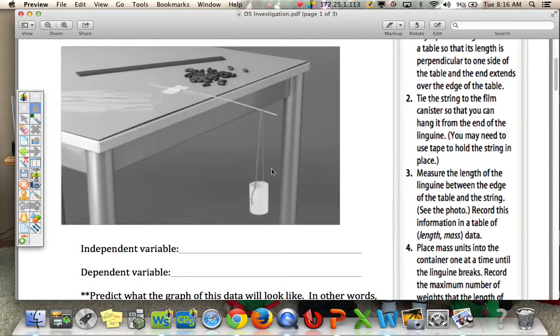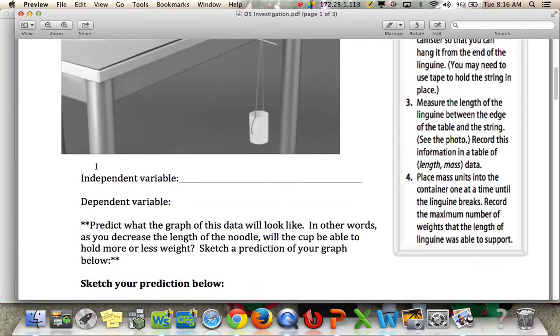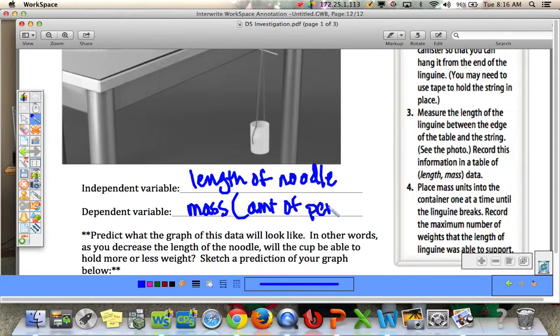We're going to count how many pennies you can put in the cup before it breaks. The variables here: the independent variable that we're going to change is the length of the noodle. We're going to change that, measure it, record it, and then count how many pennies we can put in the cup before the noodle breaks. The dependent variable is the mass, or the amount of pennies you can put in the cup before the noodles break.